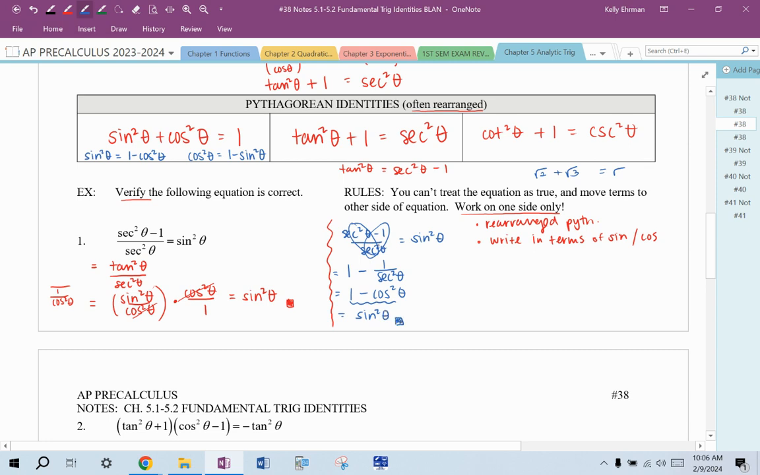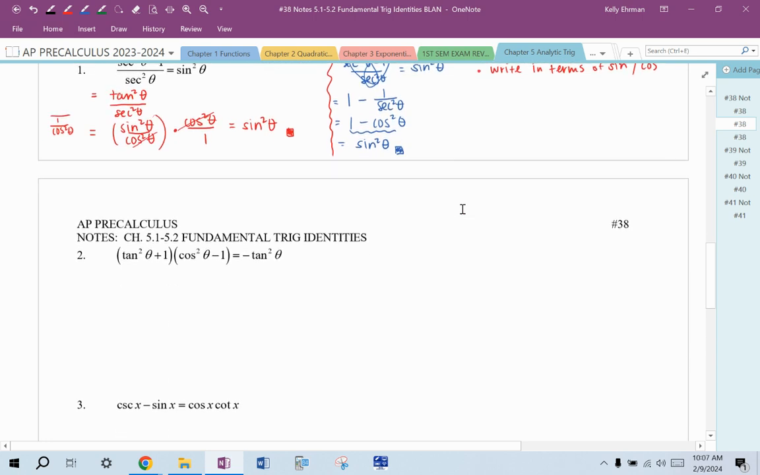Heart method can be really efficient and nice. This one took a little more work because I used an identity, but then I had to rewrite sines and cosines. I had to flip stuff around. So practice doing both as we're doing these. Let's take a look at another one.